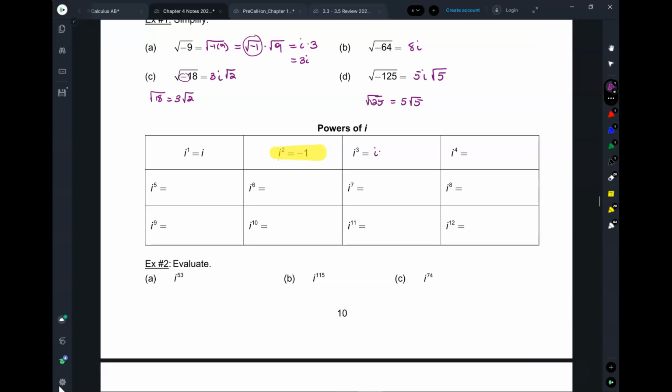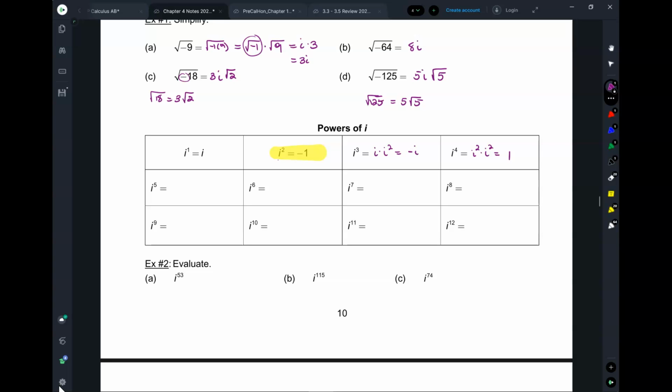So I cubed is I times I squared, yes? So that's, I squared is -1 times I, how much is that? -I. Okay? Now, I to the 4 is I squared times I squared. I squared is -1 times -1, +1. Okay? So we went from I to the 1 is I, then -1, then -I, then 1.